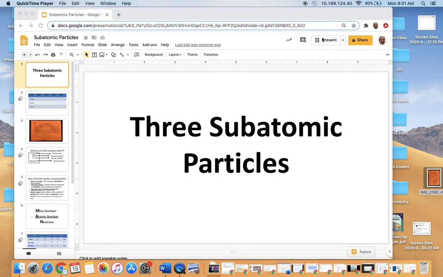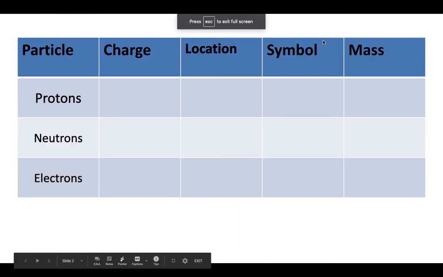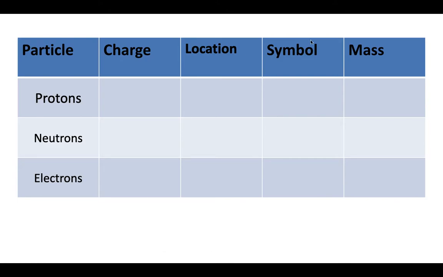In this video, we're going to talk about the three subatomic particles that help to make up the periodic table. Let's go ahead and get started. There are three main particles that make up an atom on the periodic table. They are the protons, the neutrons, and the electrons. They each have a different charge, a different location, and a different symbol and mass.